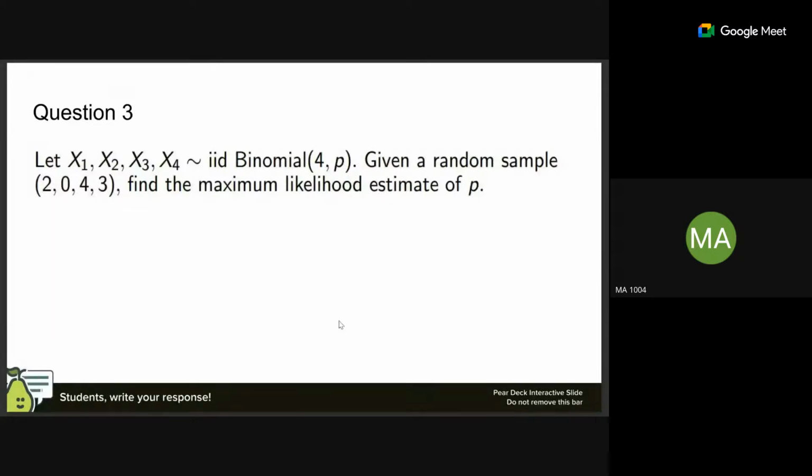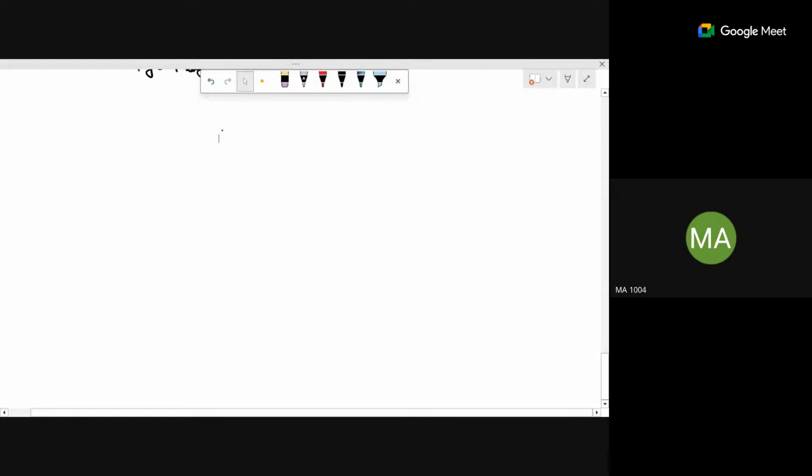So let's start the solution. What is the distribution for the binomial distribution? Binomial 4 comma p. So nCr p to the power r into 1 minus p to the power n minus r. But we have the value of n here, so 4. I will just replace n with 4. So that's our f of x.